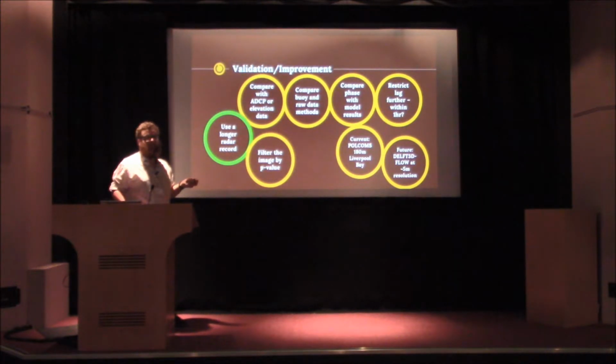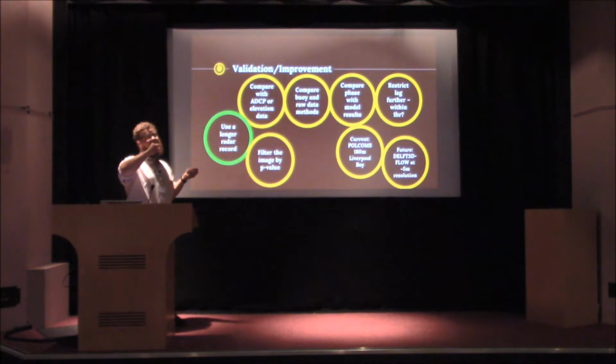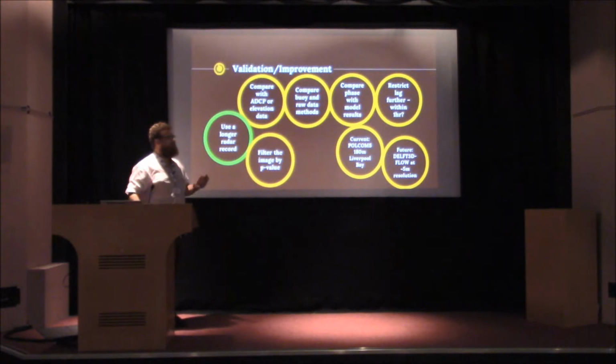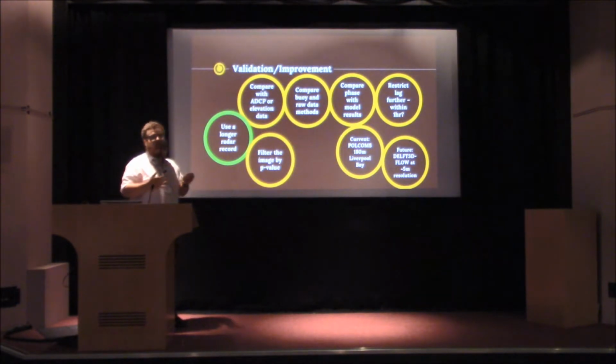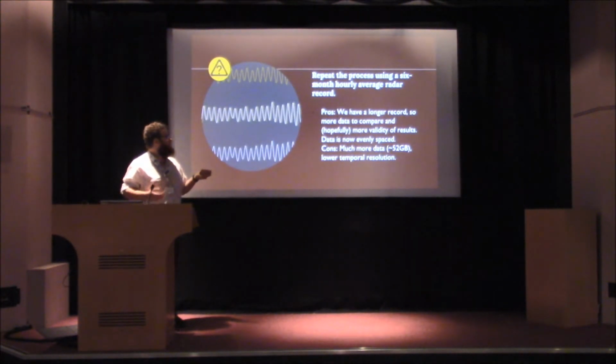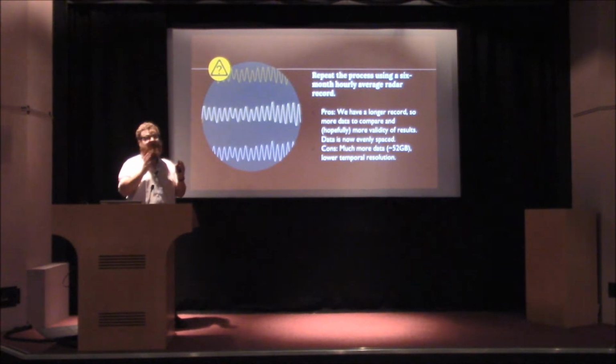Starting out by using a longer radar record. All that previous stuff was done with a 1 month record of the first 10 minutes of every hour at 2-second intervals, because I was trying to get a very high temporal resolution. But I've got years and years of data. I can take a 6-month record and try and see how that works. So use a 6-month record of hourly averages.